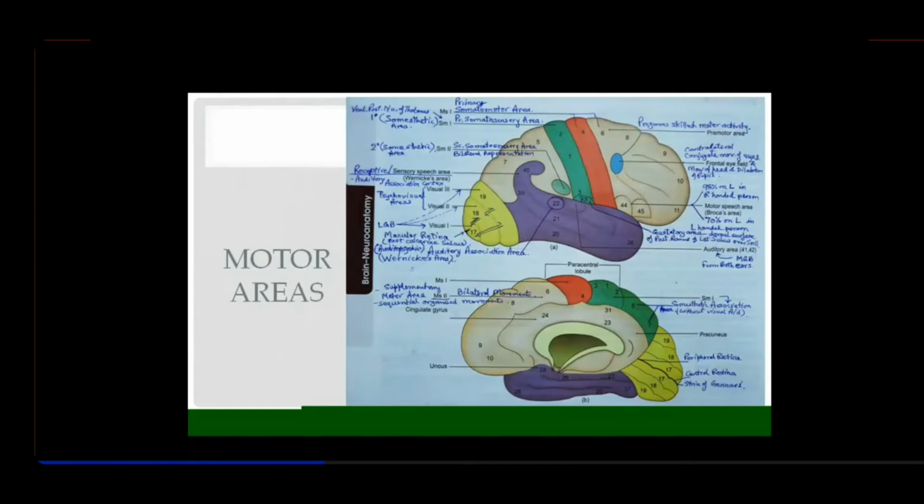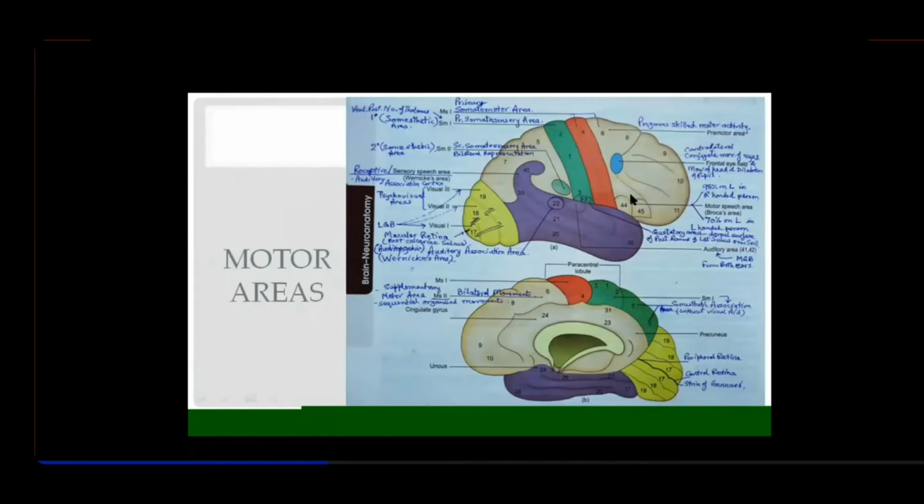Actually the area number has not been precisely given. It is said that it is the downward extension of area number 8. Now look at this area number 44-45. This is called Broca's area, or the motor speech area, right?